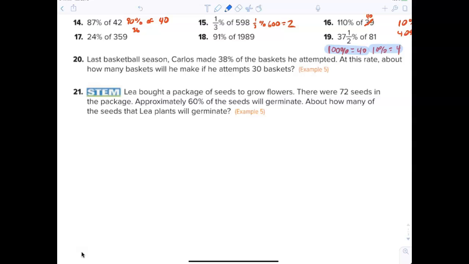All right, last basketball season, Carlos made 38% of the baskets he attempted. At this rate, about how many baskets will he make if he attempted 30 baskets? So 38% is roughly what? 40. Yeah, so we're going to do 40% of 30. 12. Yeah, is everybody okay with that being 12?